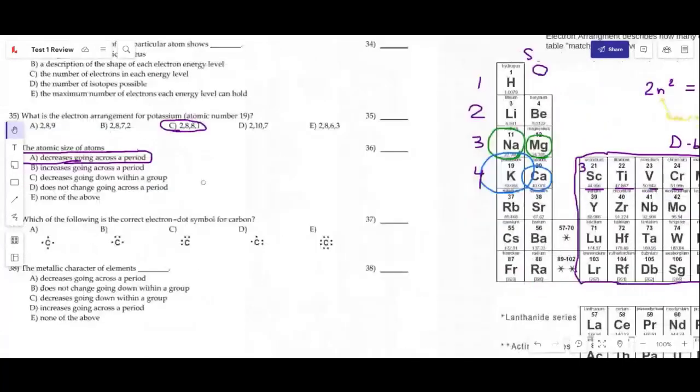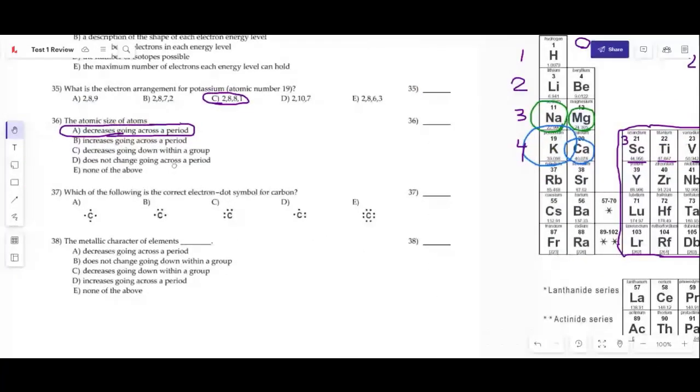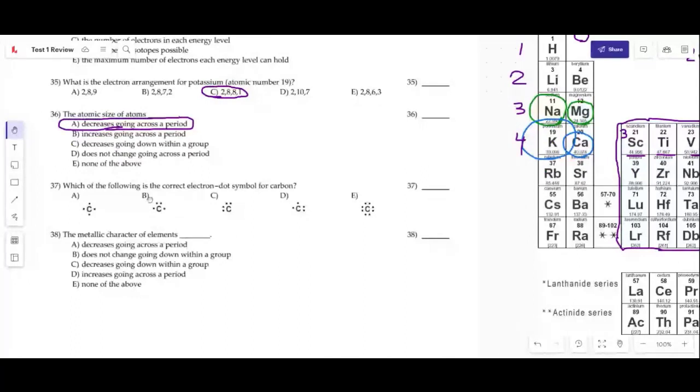Okay. Well, I guess we'll go over 37 and 38, and then we'll probably call it a day. So it says, which of the following is the correct electron dot symbol for carbon? Oh, 21 real quick. It's A. Okay. We'll hit 21 too.